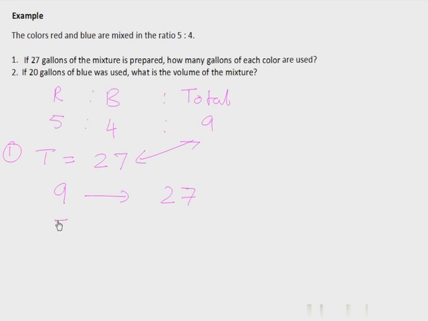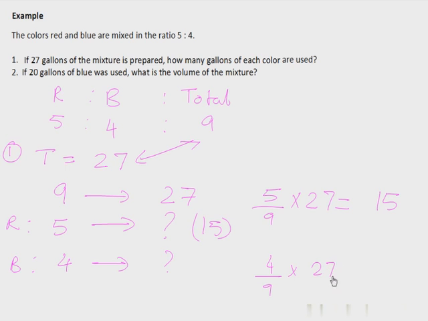So red, which was 5 parts of the 9, becomes how much? Well, that's easy. That's 5 over 9 into 27. That's 15. So the 5 would become 15. How about the blue? The blue was 4 parts of the 9. How much does it become? It becomes 4 over 9 into 27. That's 12. So the blue will become 12. So when the total is 9, I have 5 red and 4 blue. So when the total is 27, I've hiked up the total 3 times. So I got to hike up the red 3 times and I got to hike up the blue 3 times.